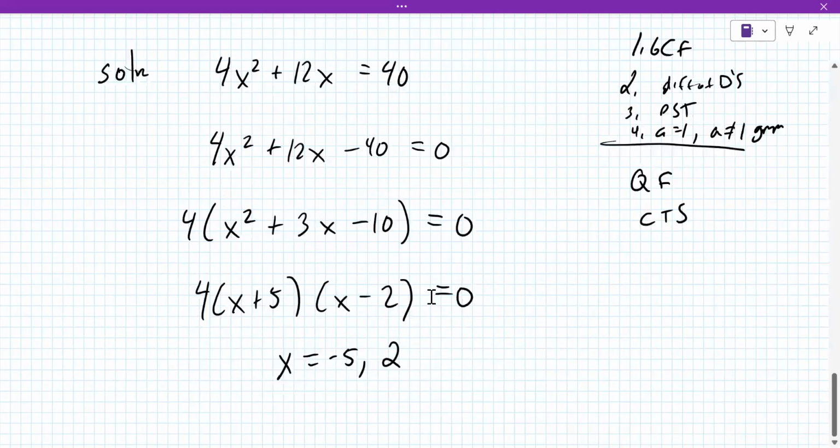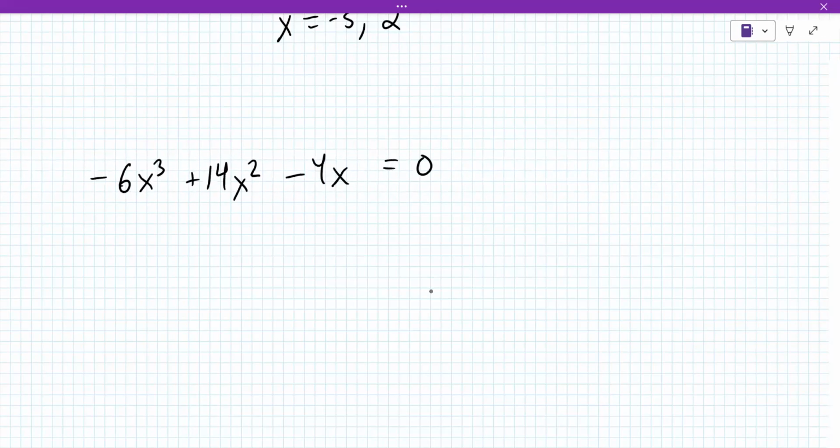Okay, all right, so here's kind of your last one of these types, and then we'll move to something else. Let's go: -6x cubed plus 14x squared minus 4x equals 0. And factor out like -2, so you get... More than that, don't they all have an x in it? Well, they all have at least an x to the power of 1. Oh, so then it'd be -2x. Yes, that's your GCF.